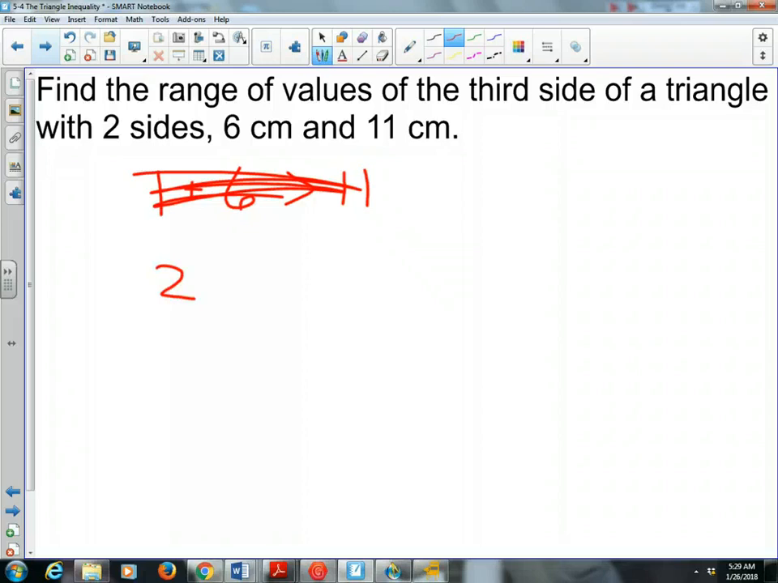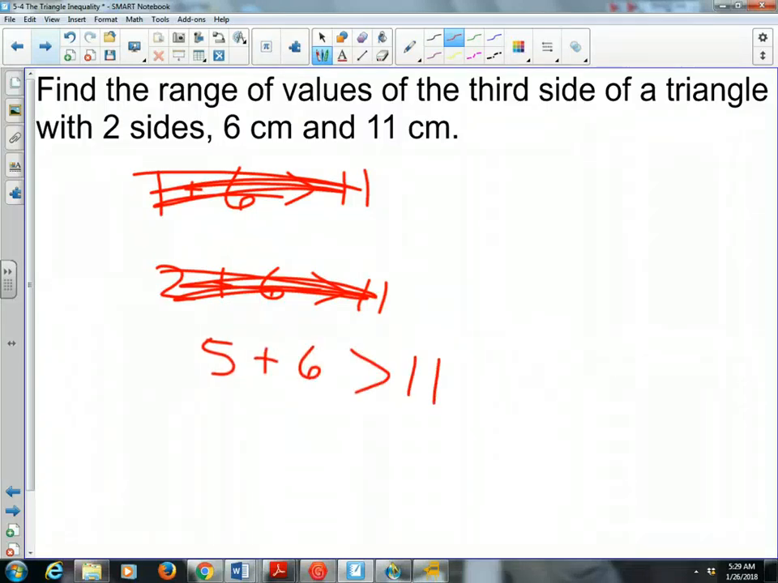How about 2 centimeters? How about 2 plus 6? Is that greater than 11? No, 8 is not greater than 11. So what is the smallest side that I could have that would make a triangle with 6 and 11? If I had a 5 plus 6, is that greater than 11? Again, that answer is no.